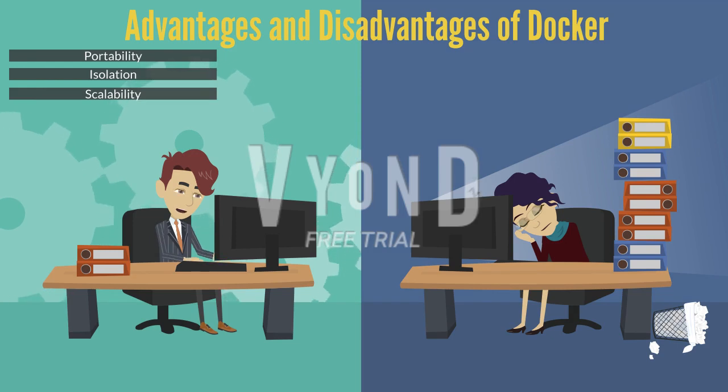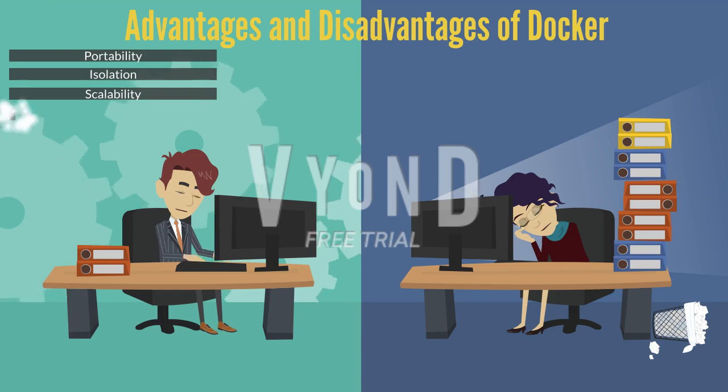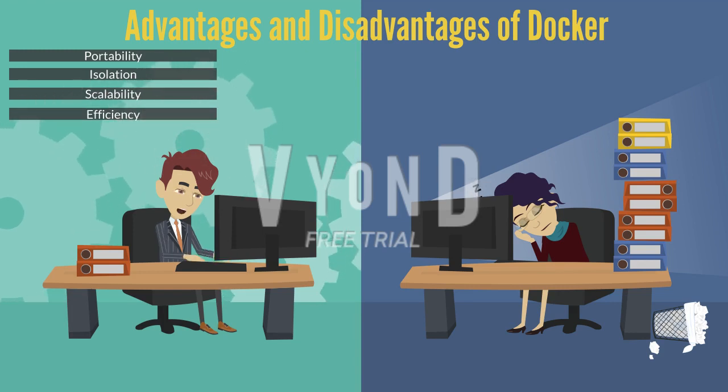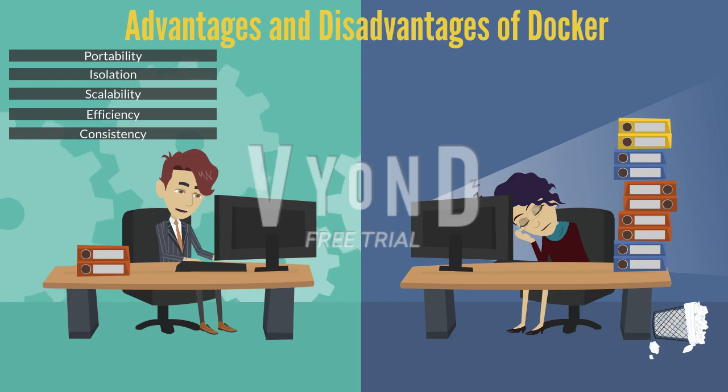3. Scalability. Docker containers can be easily scaled up or down to meet demand, allowing applications to handle increased traffic or workload without requiring significant changes to the underlying infrastructure. 4. Efficiency. Docker containers use fewer system resources than traditional virtual machines, allowing more containers to be run on a single host. 5. Consistency. Docker images provide a consistent environment for applications to run in, reducing the risk of errors or bugs caused by differences in operating system or dependencies.